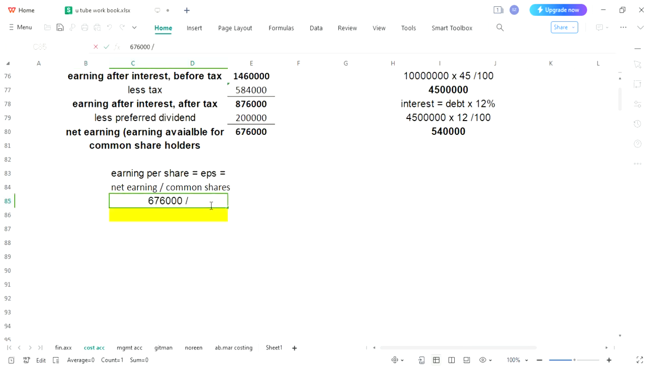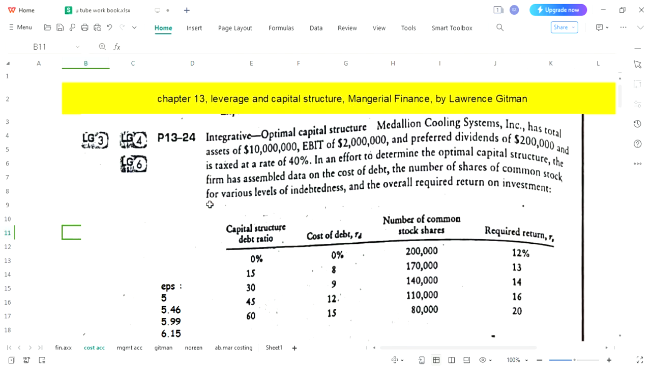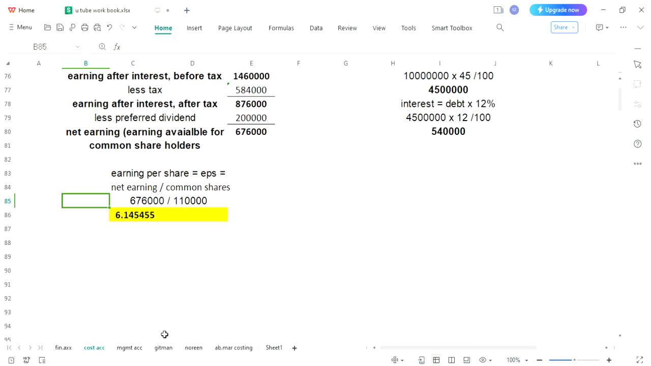So let's put 1,10,000. Statement has been completed. Now we can put it on our calculator, 1,10,000. So we have got 6.14, and you can see that 6.15, and check over here 6.145. So we can write it as 6.15 to make it round.